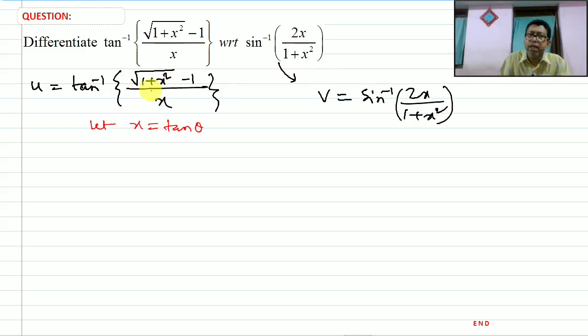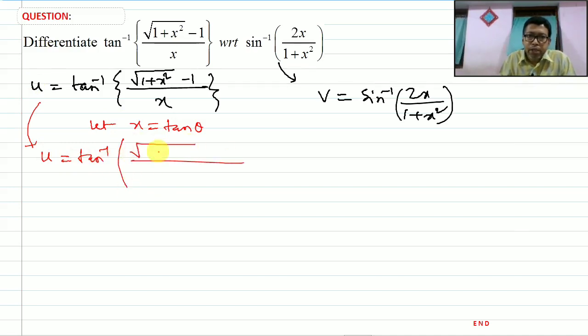1 plus tan square theta is equal to sec square theta, or 2 tan theta divided by 1 plus tan square theta is equal to sin 2 theta. So for this, the best option is to substitute x is equal to tan theta. From this, you can write u is equal to tan inverse of root over of 1 plus tan square theta minus 1, whole divided by x, where x is equal to tan theta.